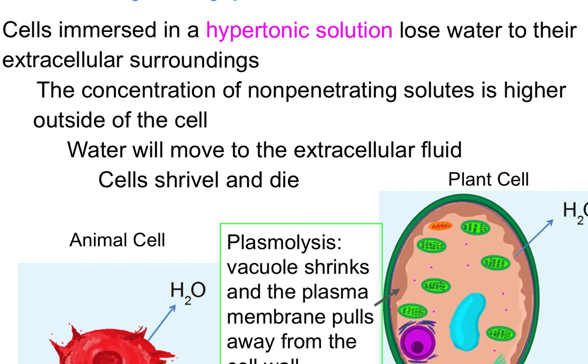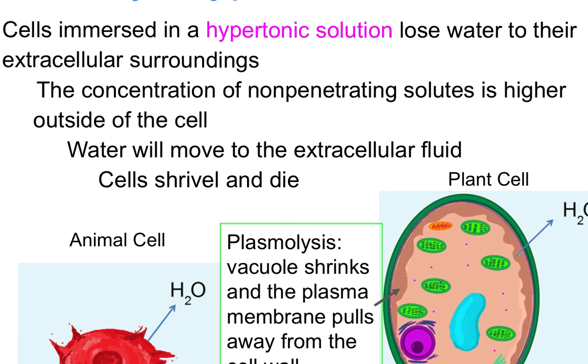When cells are immersed in a hypertonic solution, that is when the cells will lose water to their extracellular surrounding. So the concentration of non-penetrating solutes is higher on the outside of the cell. Water will move into the extracellular fluid and the cell will shrivel, and most of the time they will die.